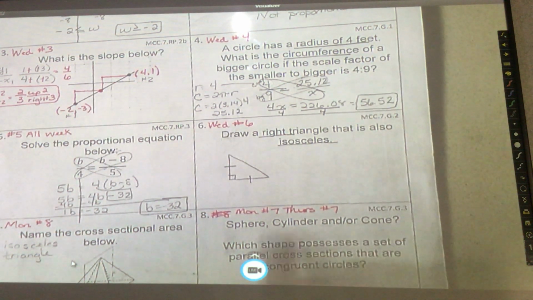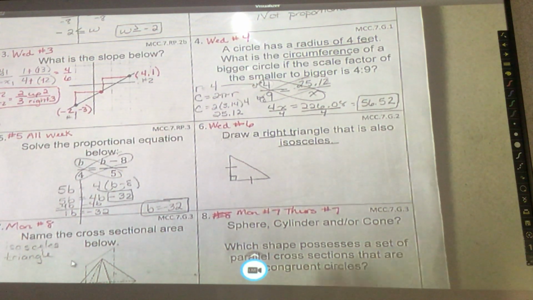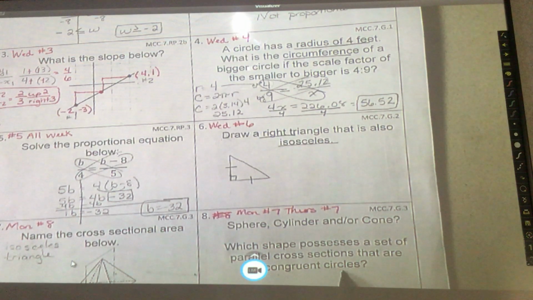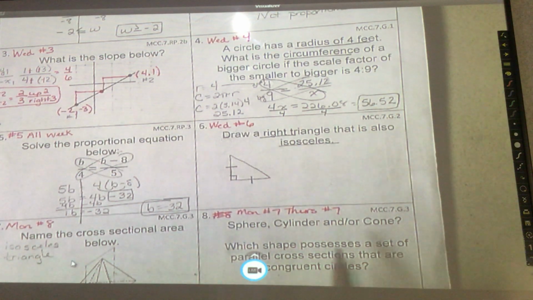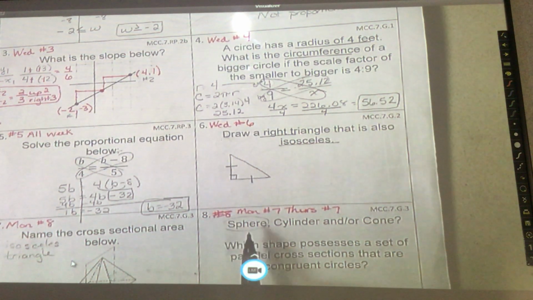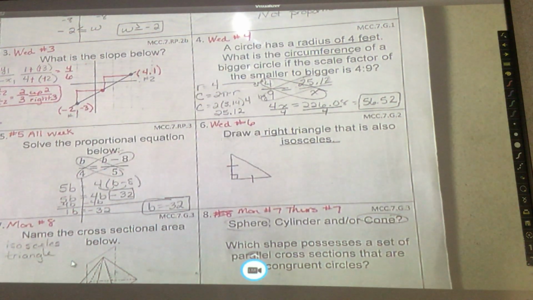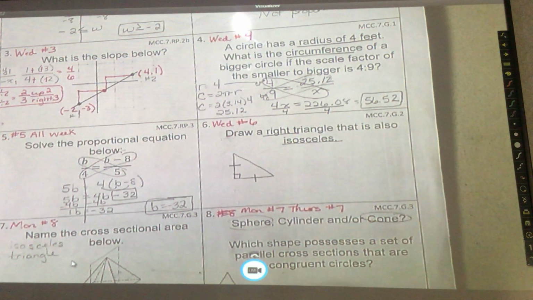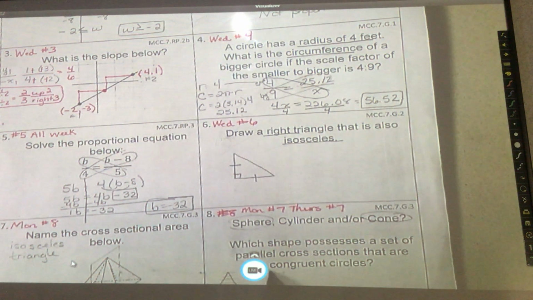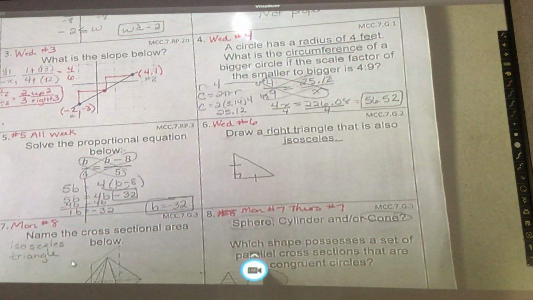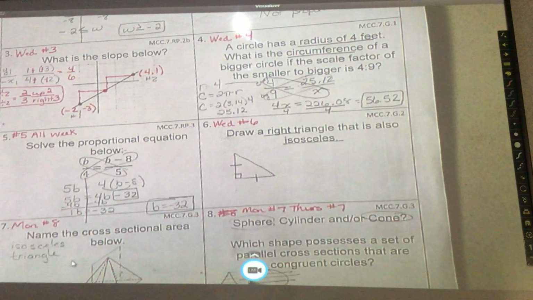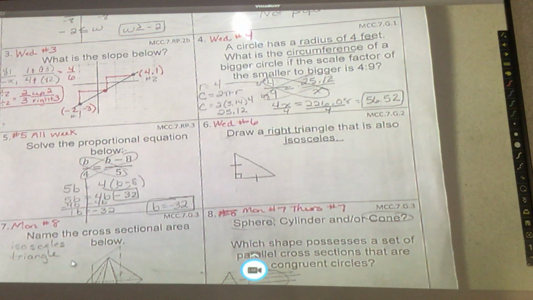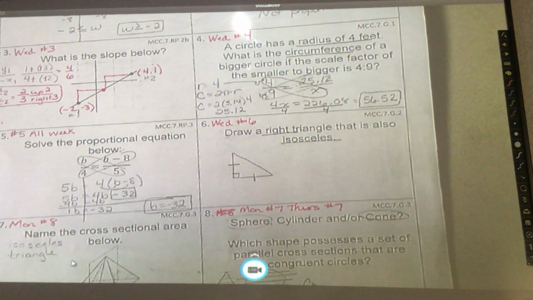Sphere, cylinder, or cone, those are my 3 choices. Which shape possesses a set of parallel cross sections that are congruent circles? Congruent means same shape, same size. So which one is it? Cylinder. A sphere and a cone would have similar circles when you cut it. Because like in the cone, your circles get smaller every time I cut it up, right? Same with the sphere, and I'm not doing a good job making this 3D, but if you think about it, if I cut it like this, my circles get bigger and then they get smaller, so they would be similar, not congruent. So your answer is cylinder.